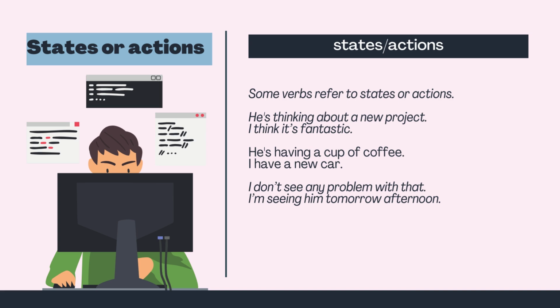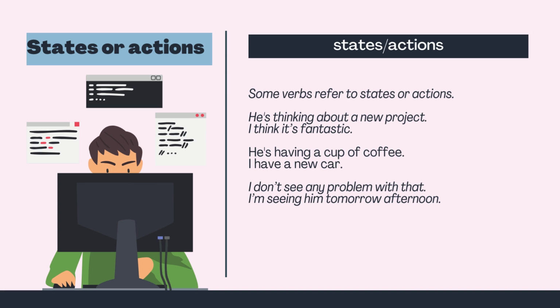Another example: he's having a cup of coffee. This is in the present continuous tense, and in this sentence, he's having a cup of coffee means an action because someone is having a break. And I have a new car. In this case, the word to have expresses a possession.